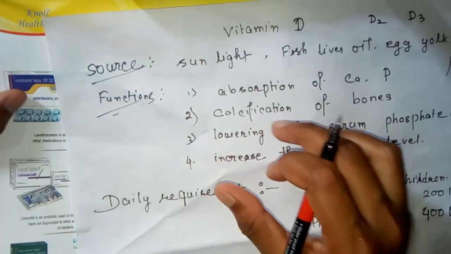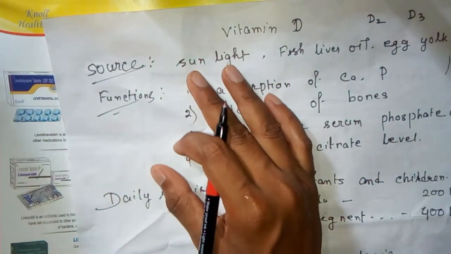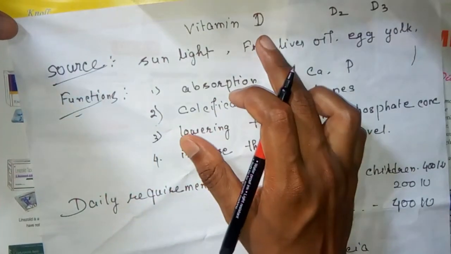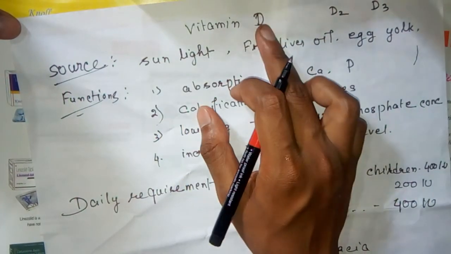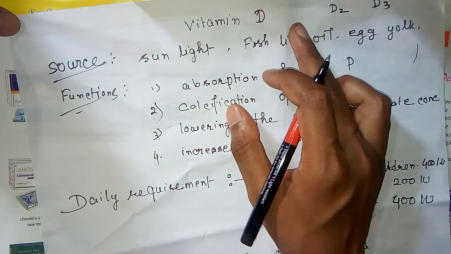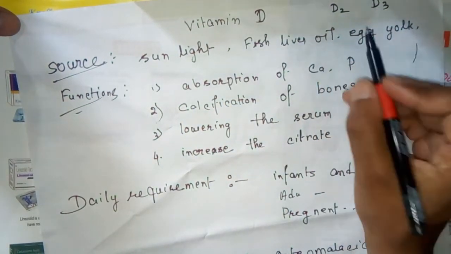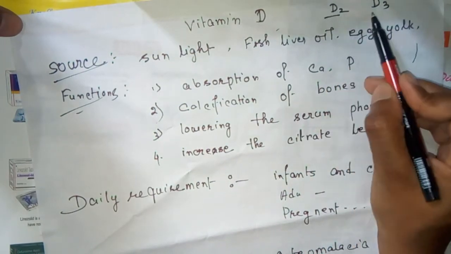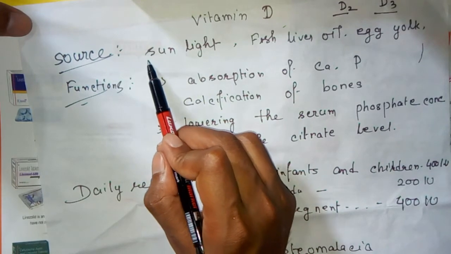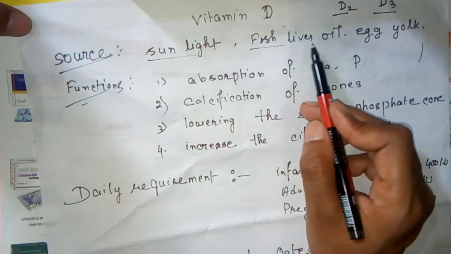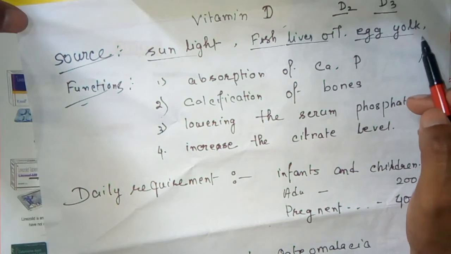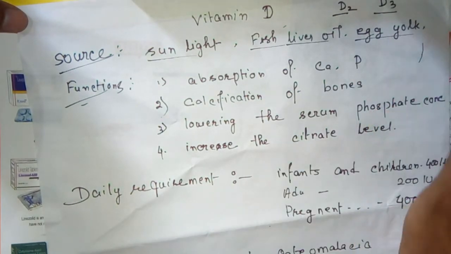So let's have a summary. Vitamin D is a group of sterols, and it's mainly found in animals. There are two types of active form of vitamin D, D2 and D3. The cheapest source is sunlight, then fish liver oil, egg yolk, and milk. These are the sources of vitamin D.